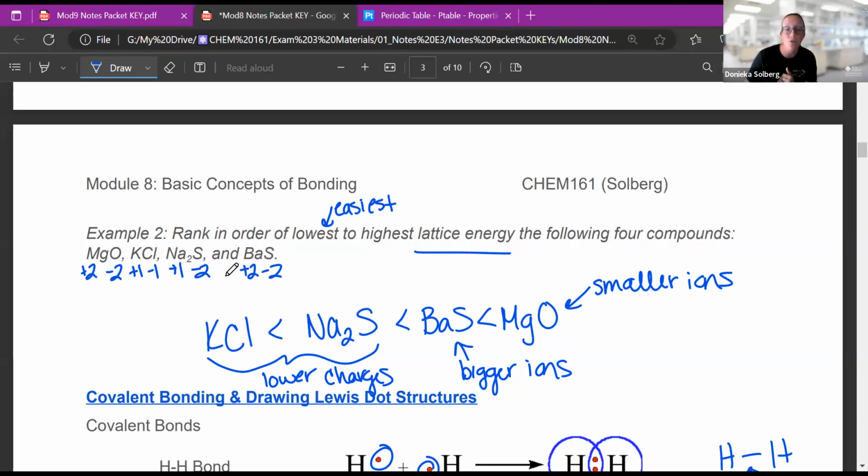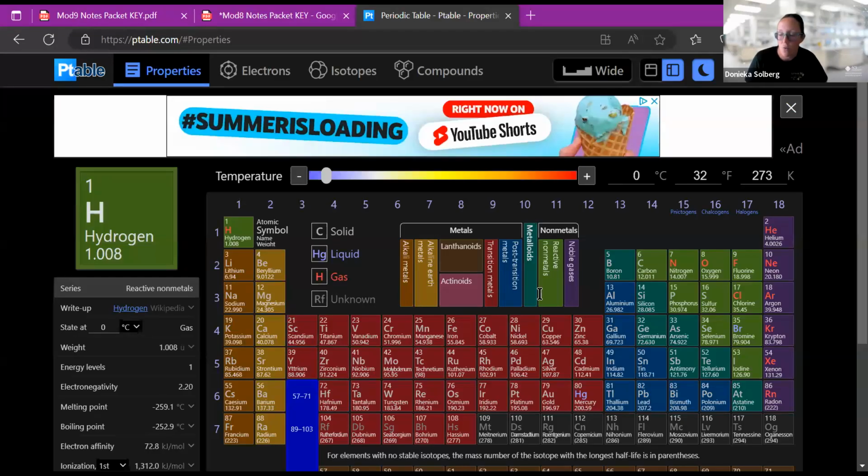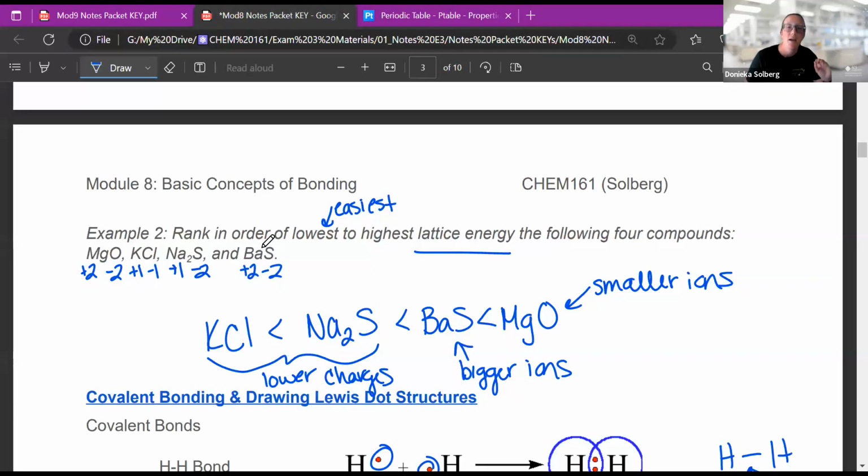Now, if these are both 2, so I got +2, -2, and +2, -2, then we have to look at the size. Okay, so I've got MgO and BaS. So I go back to my periodic table and I'm like, okay, I got Mg and O. I've got Ba. Well, Ba is bigger, and S is also bigger. So if I've got BaS, we know that the radii are larger. So we go back to the question. If they have a larger radius, they're going to be a little bit further apart. So they are going to have less attraction, which makes them easier to break. So BaS should be next. And then MgO that has +2, -2, and the smaller of the 2 radii is going to have the highest lattice energy.